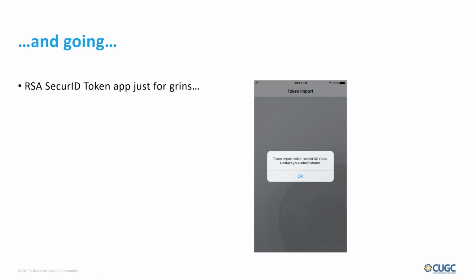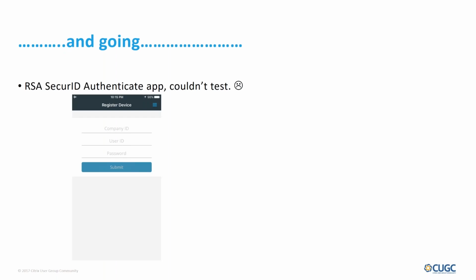So from there, I decided, you know what, let me see what else I have on my phone. And so I had the RSA SecurID token app, and just for grins, I tried to scan that in. And unfortunately, the token import failed, invalid QR code. Well, that's okay, because the SecurID token app is not meant for a time-based OTP. They actually have a different app for that.